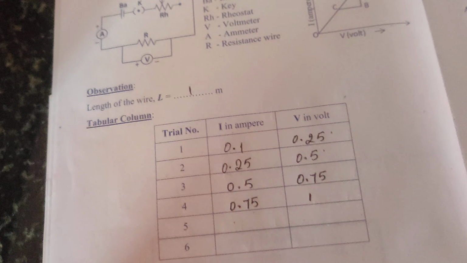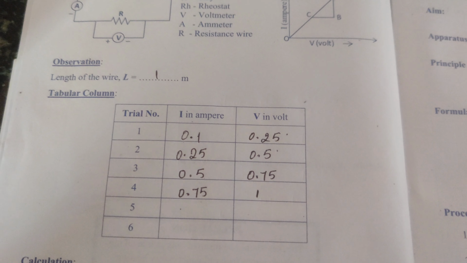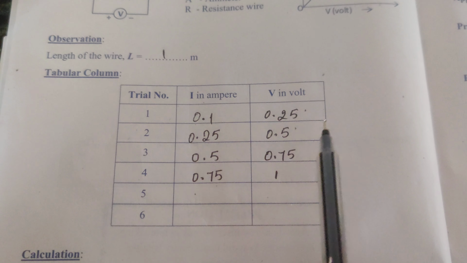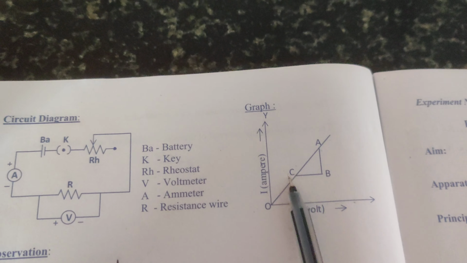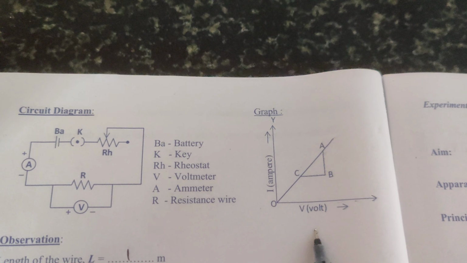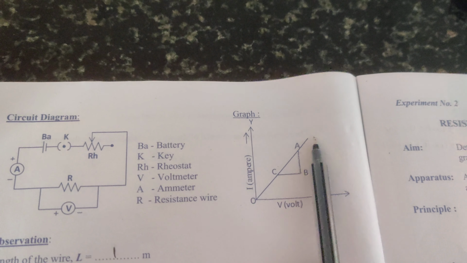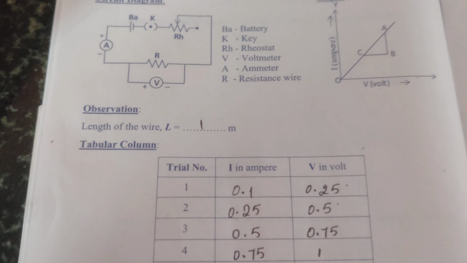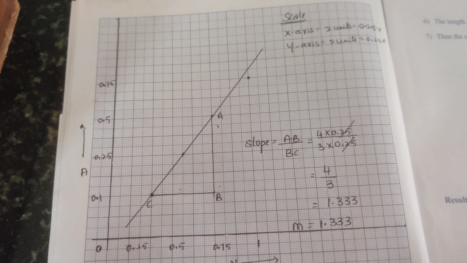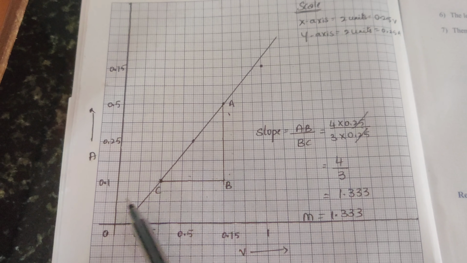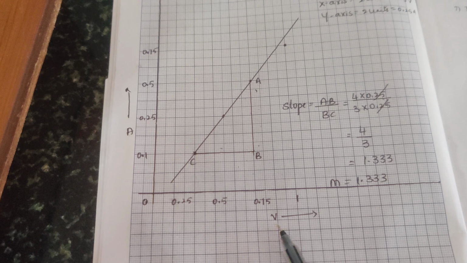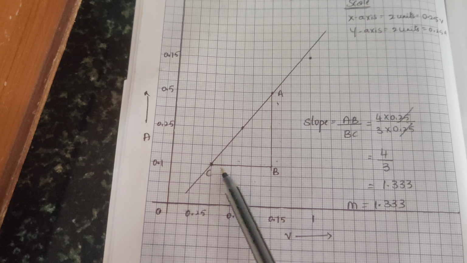In the same way, by moving the knob of the rheostat, I have noted down the values in the ammeter and voltmeter. Now we need to plot a graph of current versus voltage. We need to get a straight line and calculate the slope. See, I have plotted a graph in this way. I got a straight line, and to calculate the slope, I have plotted current versus the voltage.